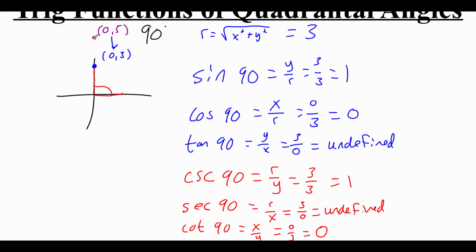So typically we use the simplest ordered pair that we can come up with along our quadrantal angles. So we actually could have used the point 0, 1 in there, and then that's going to give us an r value of just 1. And that makes finding these trig values a little easier.